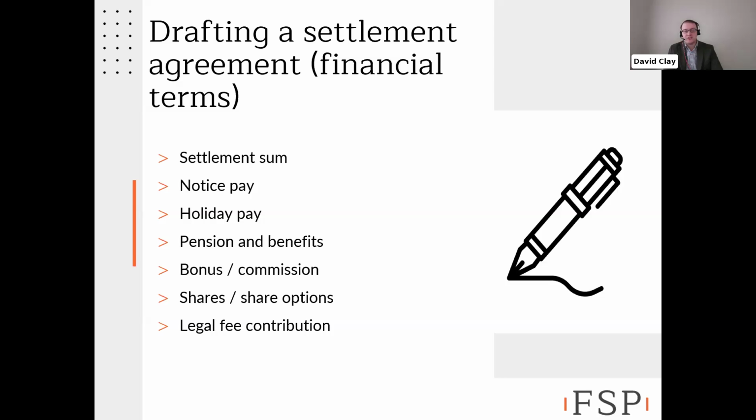Bonus and commission, if there's a contractual entitlement or you've decided to make a discretionary payment anyway. Shares and share options, often for more senior people within the business: whether they're categorized as a good leaver or a bad leaver can make a difference to the treatment of shares on exit. Share options that are unvested will typically lapse on termination. And then legal fee contribution. It's not a legal requirement to contribute to an employee's fees, but it's very much common practice. Starting point probably about £500 plus VAT for basic advice on an agreement, or £750 plus VAT if there's a reaffirmation element, which I will come on to in a sec.